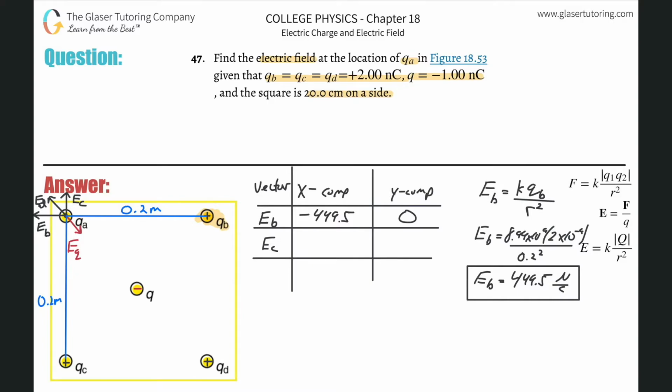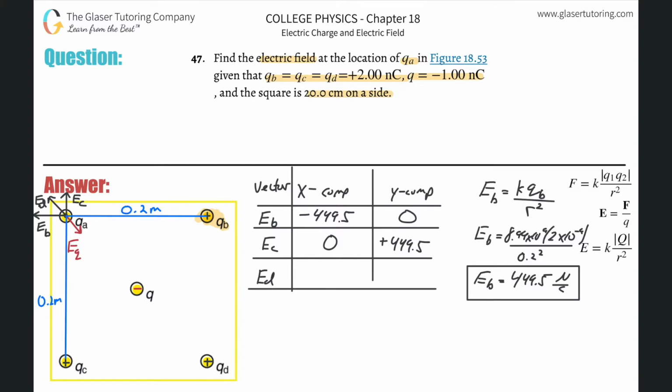So what's the x component of E sub C? Well, it's 0. It's pointing in the pure y direction. How did we know that too? Well, remember, it's a square. This whole picture is a square, so that should hopefully make sense. So the x component is 0, and the y component is pointing upward, so it's a positive 449.5. Great, moving on. How about now E sub D?